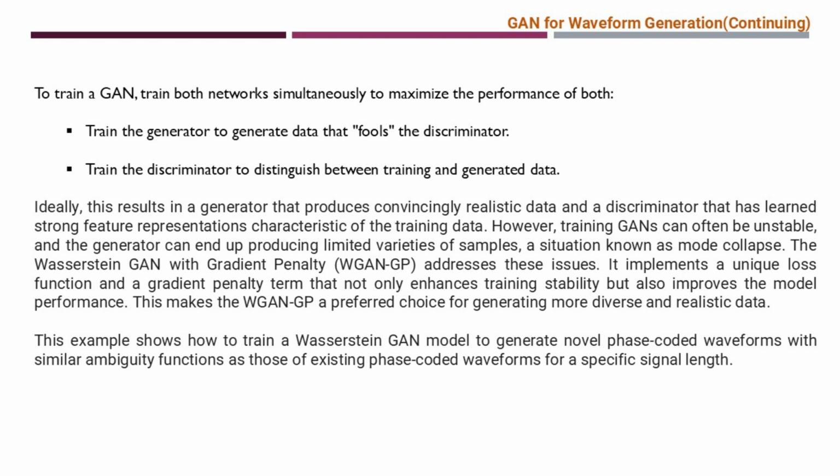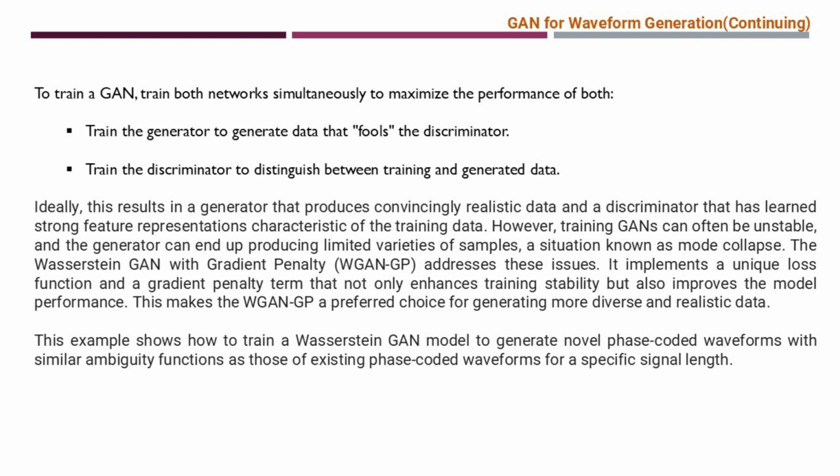However, training GANs can often be unstable, and the generator can end up producing limited varieties of samples, a situation known as mode collapse. The Wasserstein GAN with gradient penalty, WGAN-GP, addresses these issues. It implements a unique loss function and a gradient penalty term that not only enhances training stability, but also improves the model performance. This makes the WGAN-GP a preferred choice for generating more diverse and realistic data.